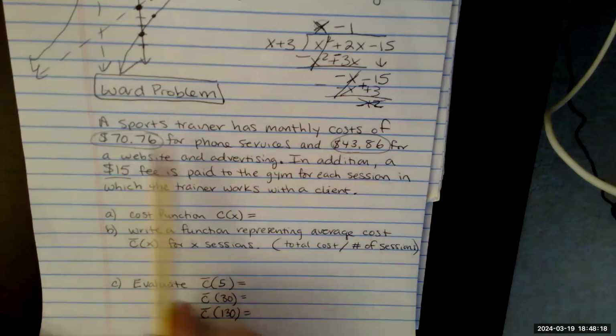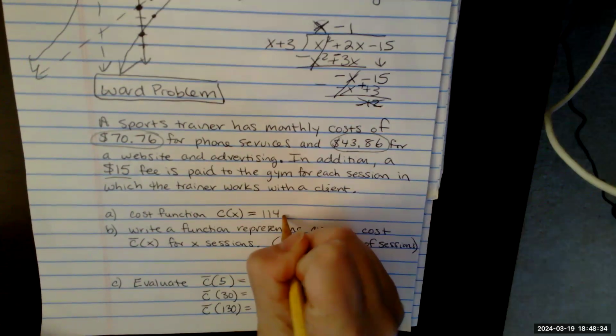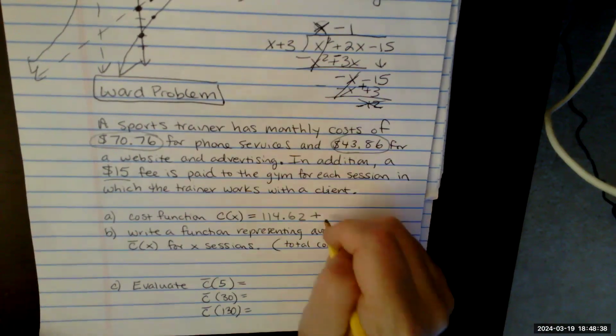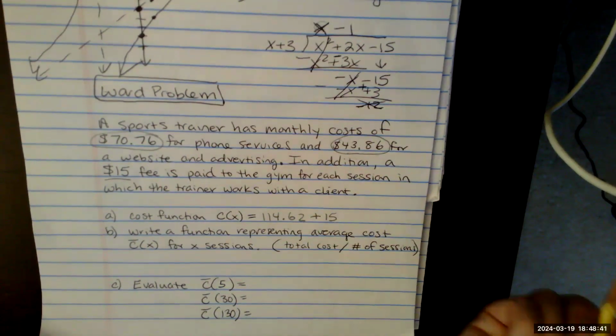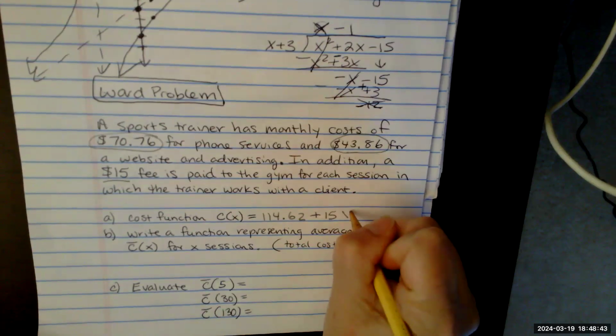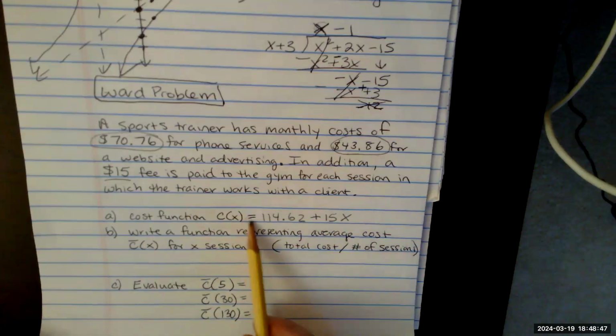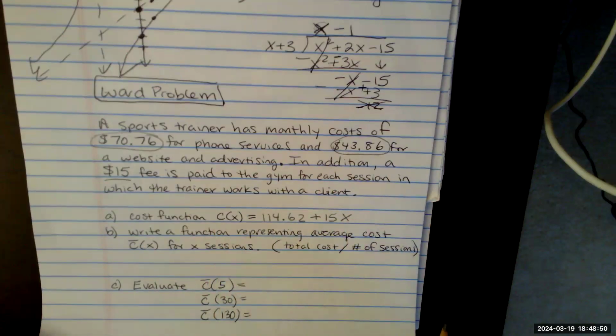Well, we need to add these 2 up. So I'm adding the 70.76 and the 43.86. So he definitely pays this, but he also pays $15 for each session. So we're just going to call X the number of sessions because we don't know how many. So this is his cost per month to be a trainer.